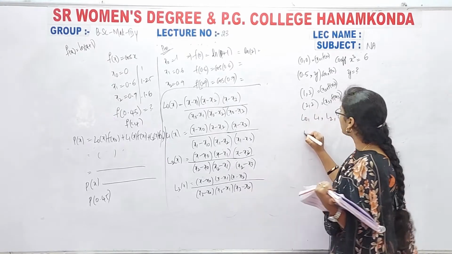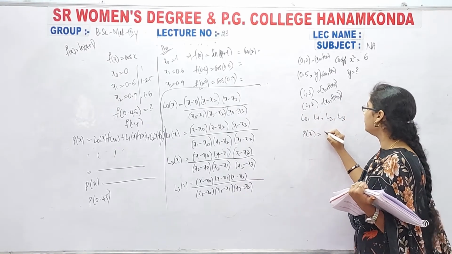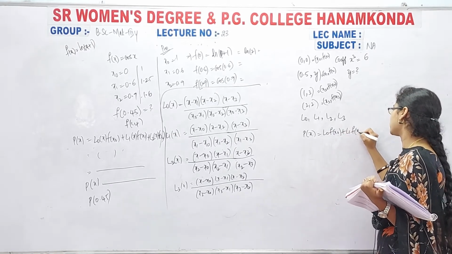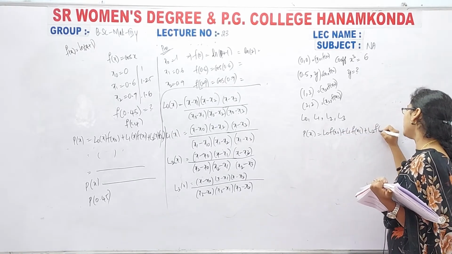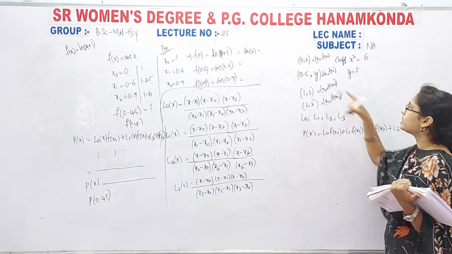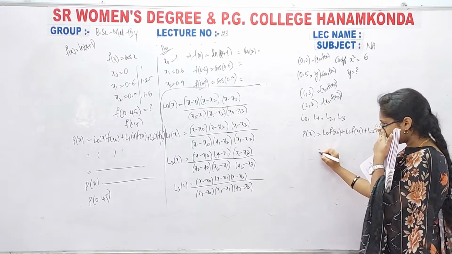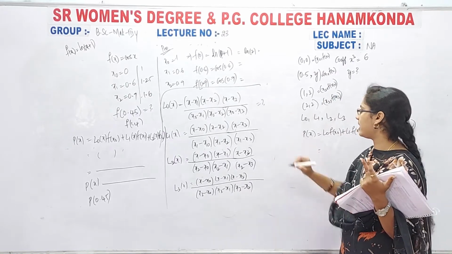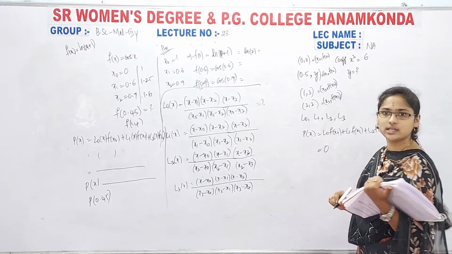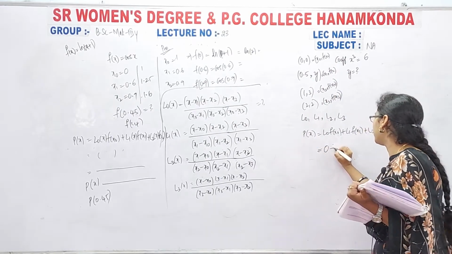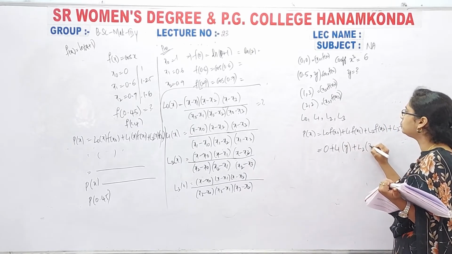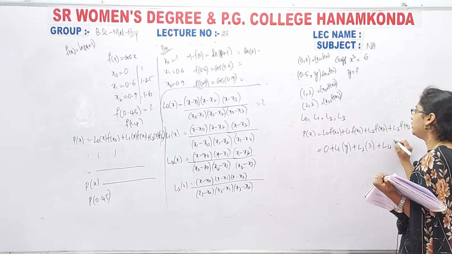Now just directly take the polynomial equation: L0 f of x0 plus L1 f of x1 plus L2 f of x2. Actually here they didn't mention the functional value, that's why they gave the values directly. L0 means here we will get one value into 0, so definitely it should be 0. Next, L1 into y plus L2 into 3 plus L3 into 2.